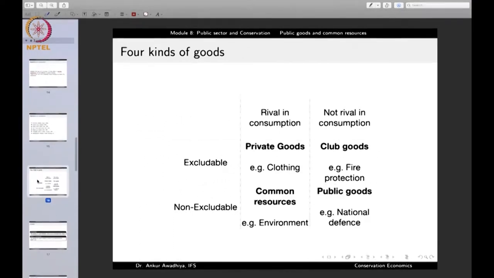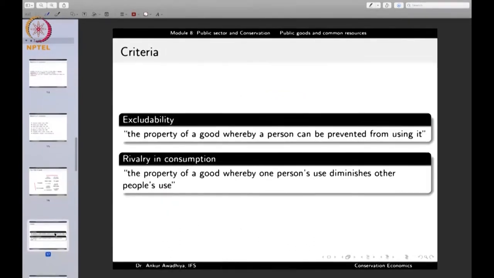So what are these common resources? What are the public goods? Essentially, we can divide goods into four different categories, depending on whether or not they are excludable and whether or not they are rival in consumption. Now, excludability is the property of a good whereby a person can be prevented from using it. So when we say that a good is excludable, it means that one person can say, no, you cannot use this good. This good is mine or this good is ours, and we will not permit you to use this good. So a person can be excluded from using it.